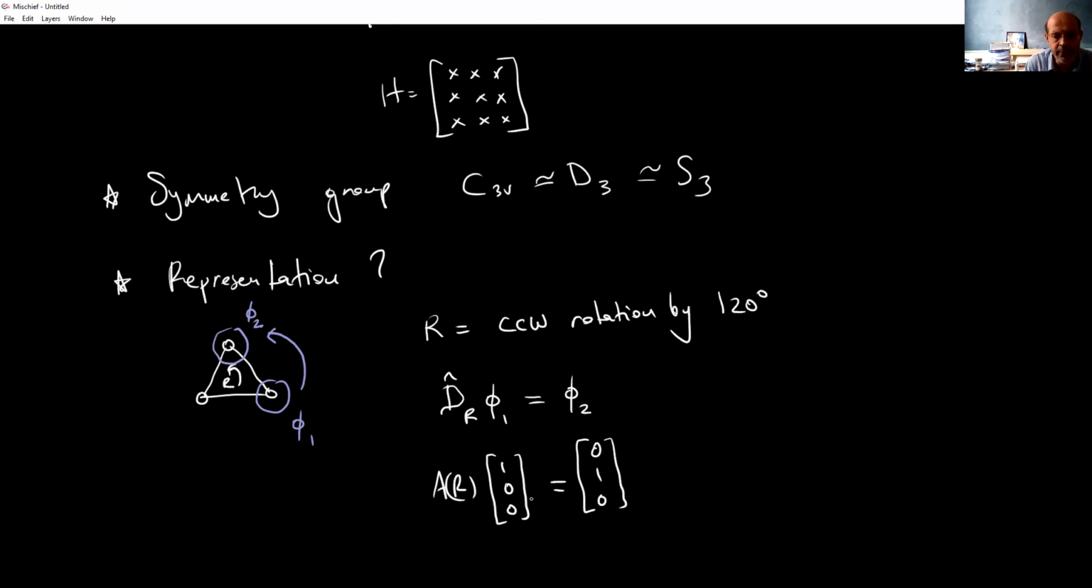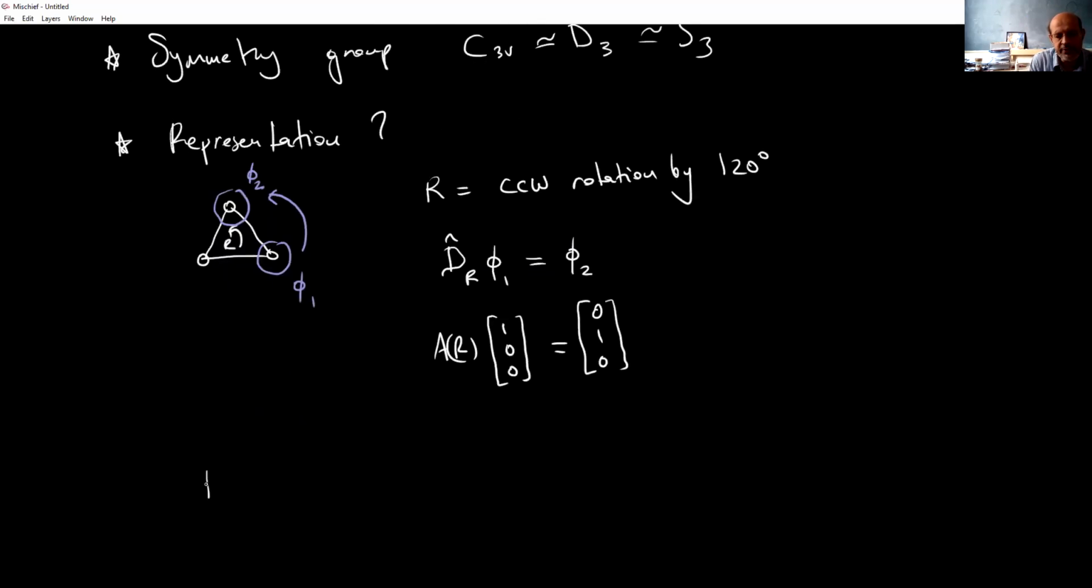All right, so therefore, you can easily see that, for example, this A of R basically converts the first standard basis vector to the second standard basis vector, which means that the first column is this column. Right, this basically converts phi1 into phi2. That's basically what it is. Then I can fill out the rest in here.